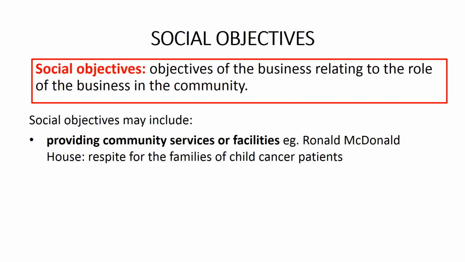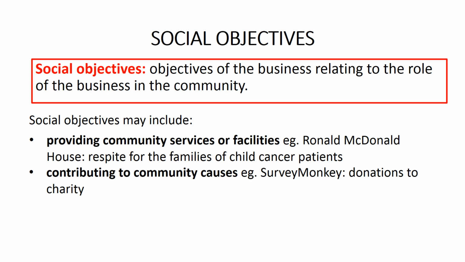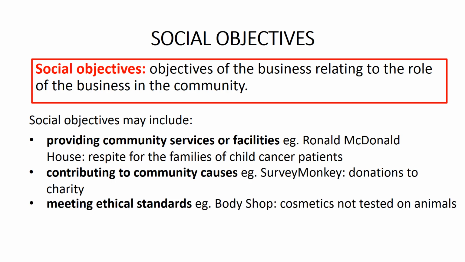Social objectives may also include contributing to community causes. An example here is SurveyMonkey. SurveyMonkey is a business that operates an electronic platform through which people can conduct surveys. It makes its money by providing this electronic platform to people and by allowing advertising on that platform. SurveyMonkey donates a part of the money that it raises in this way to charity, and in that way it contributes to community causes.